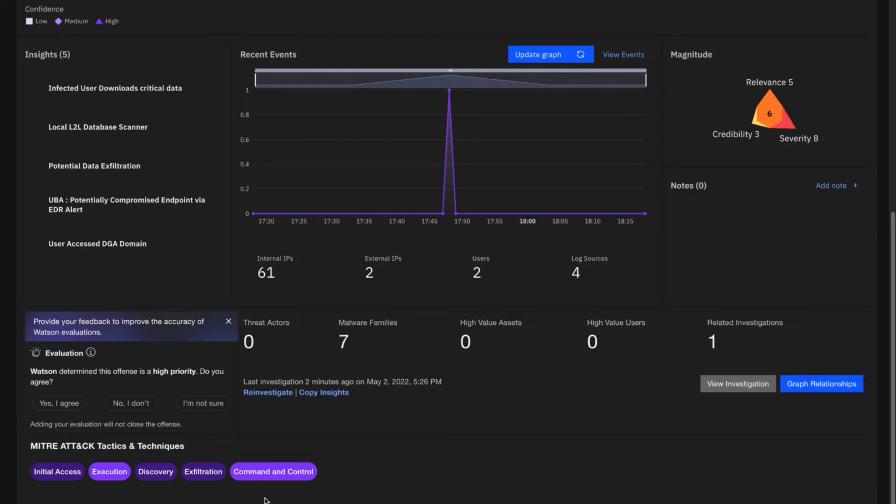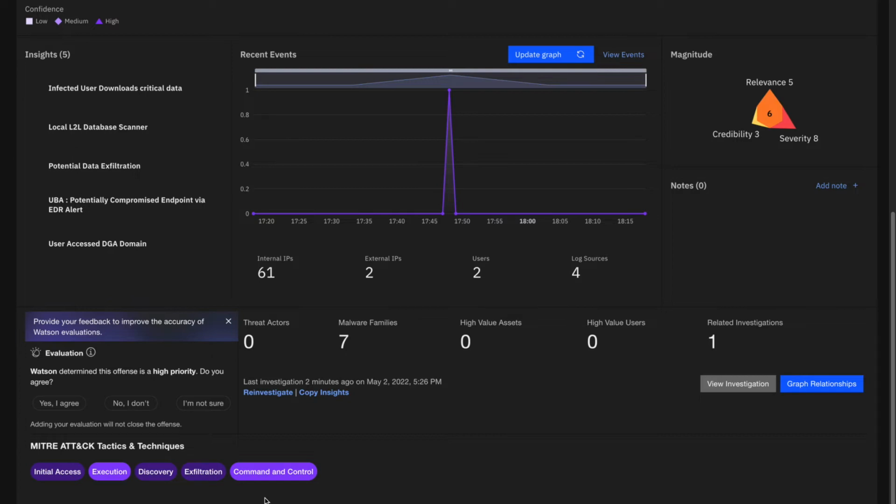So this is important because QRadar is able to map these kinds of events and flows to say, yes, we see initial access, we see execution, we see discovery going on. And really what this is saying is this has gone all the way from initial access, when the endpoint was compromised, to data exfiltration within the network.